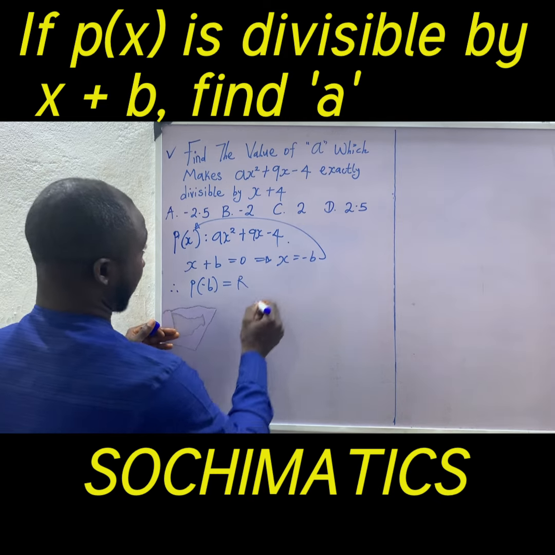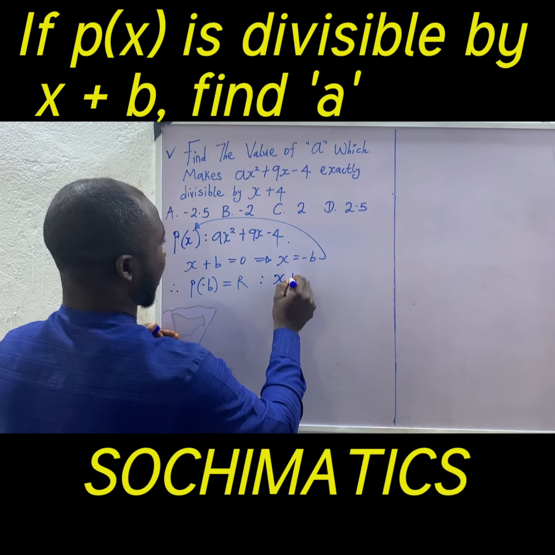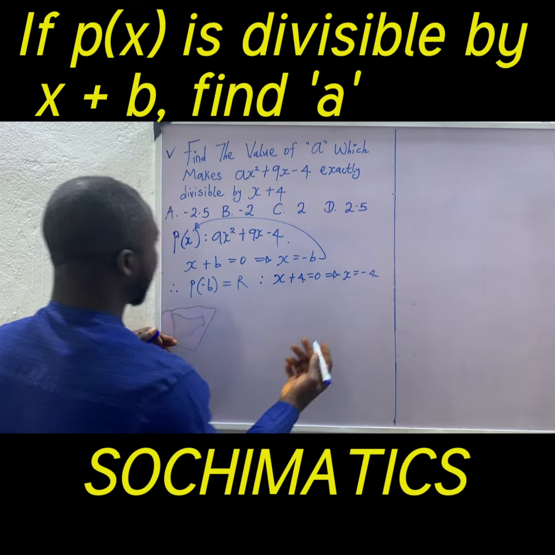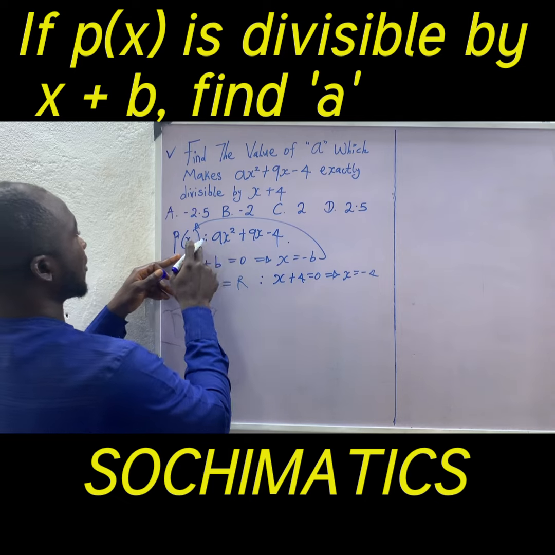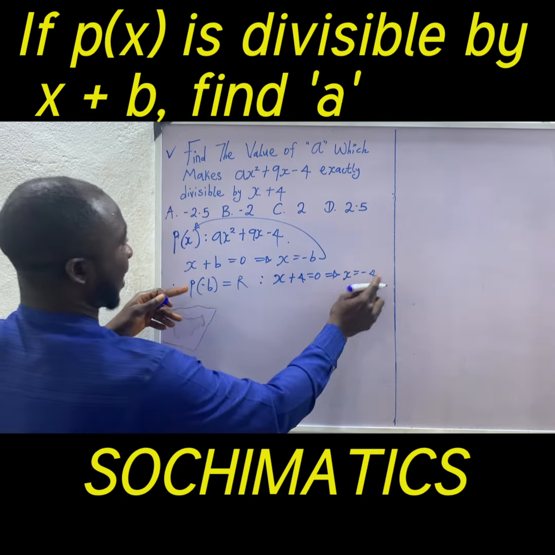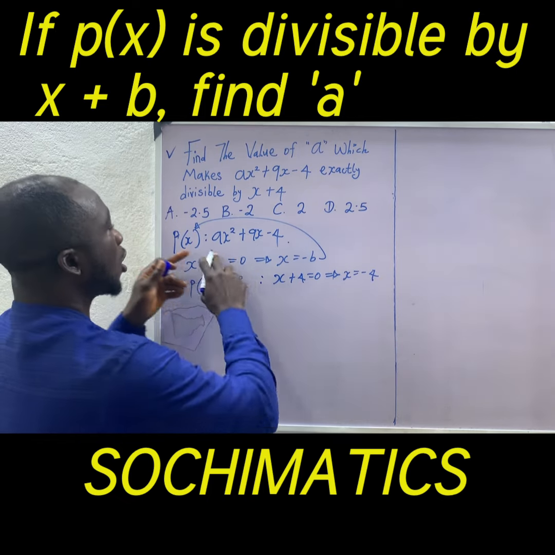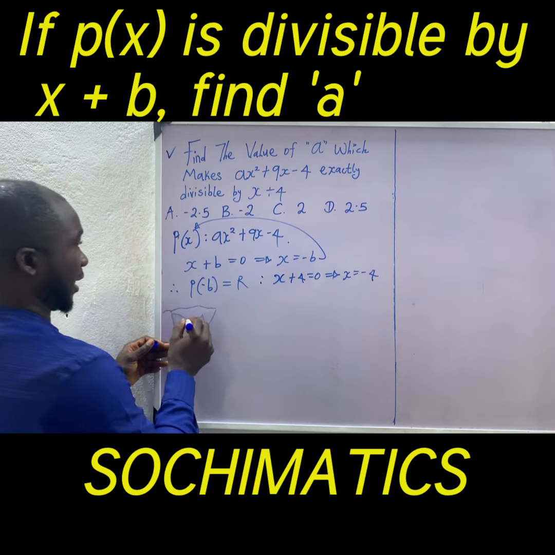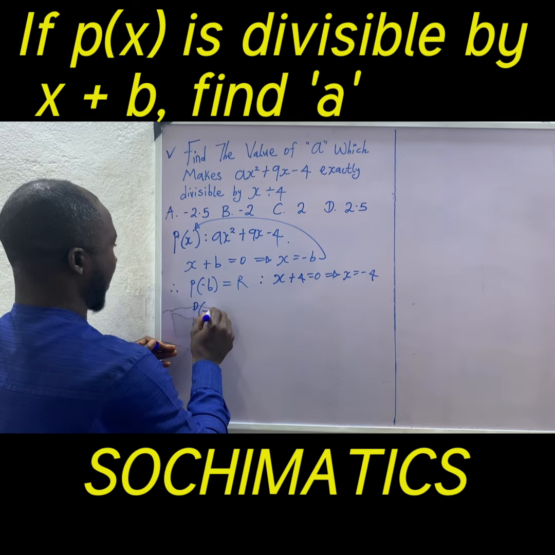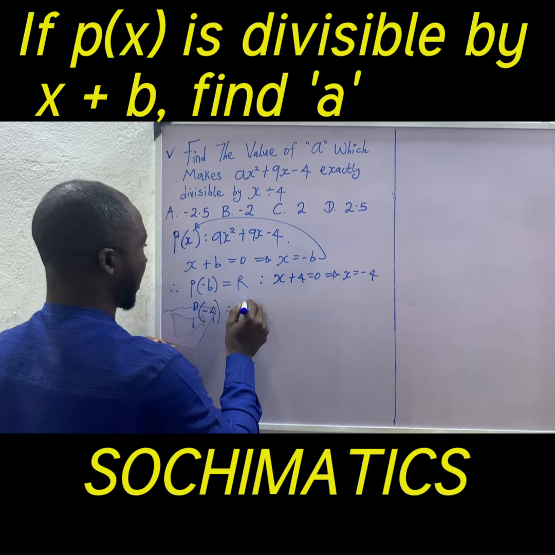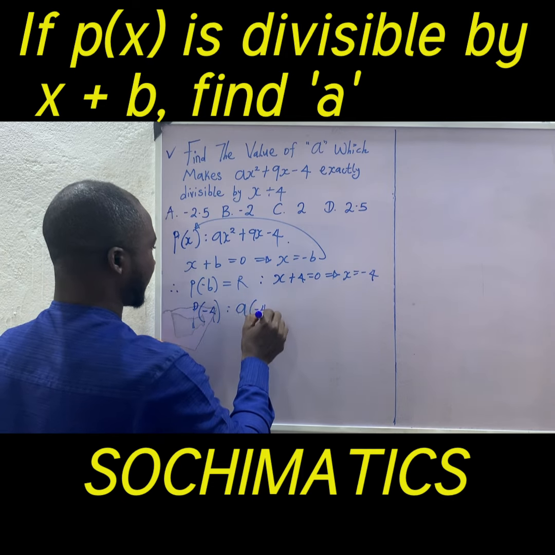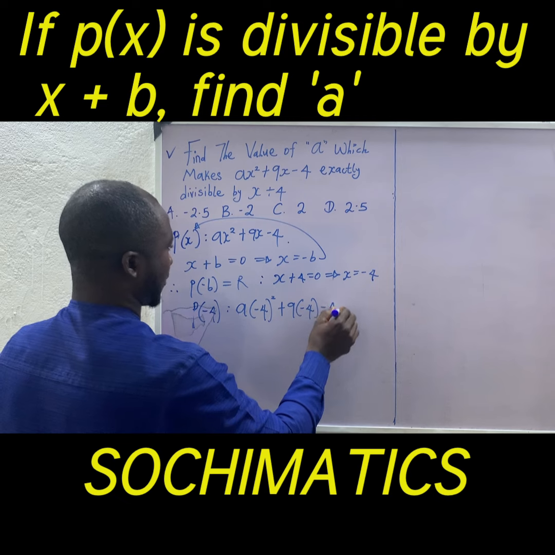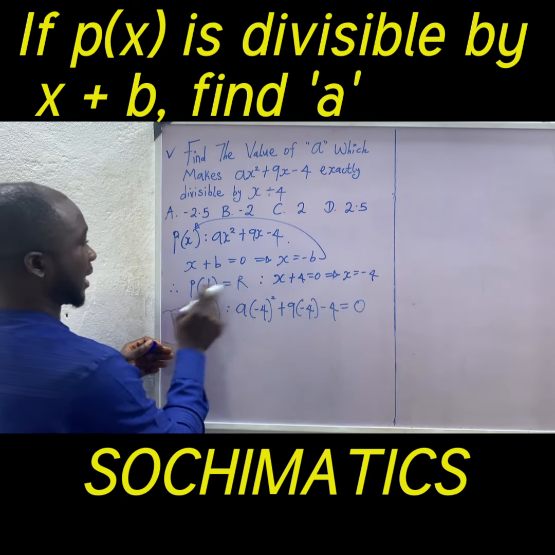And on setting the linear factor x plus 4 to 0, we will obtain that our x is exactly minus 4. This means that when we replace the x's in the given polynomial expression by minus 4, we are going to obtain the whole expression to be 0 because the remainder here is 0. That is to say that p of minus 4, which is exactly a into minus 4 squared plus 9 into minus 4 will exactly be 0 because the remainder is 0.